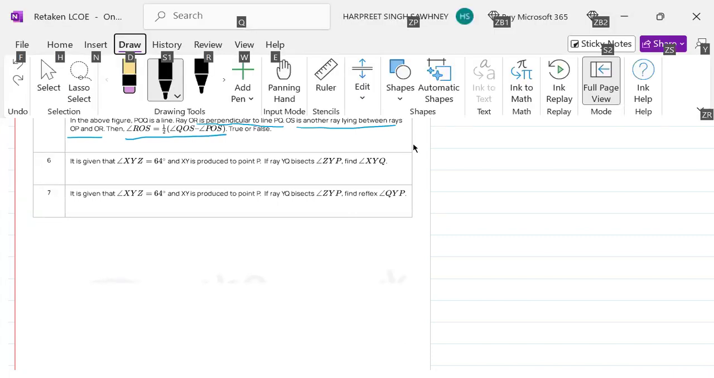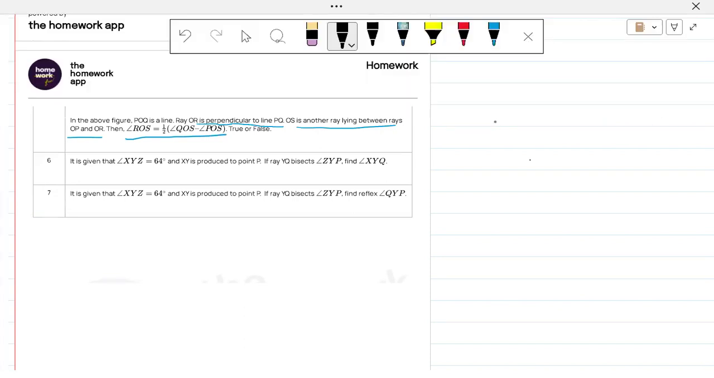Now I'm going to discuss question number 6 here. Here it is given that angle XYZ is equal to 64 degrees. The figure is not given, so you need to know how to make this figure. Try to learn how to make it. Just make angle XYZ like that, XYZ is equal to 64 degrees.